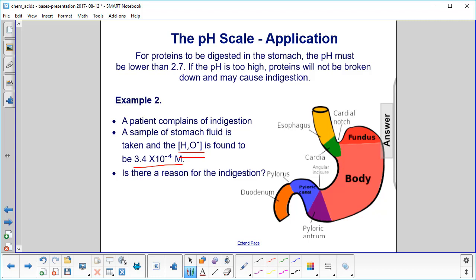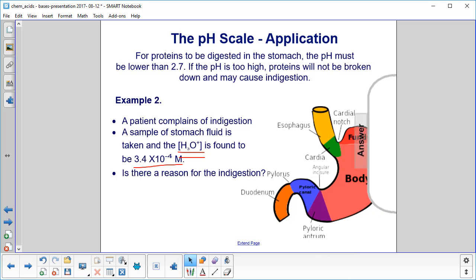So please attack this problem before we pull out the answer tab, and you should probably go ahead and find the pH of the solution using the formula. So take a couple seconds. Okay, now we'll see what the answer is.